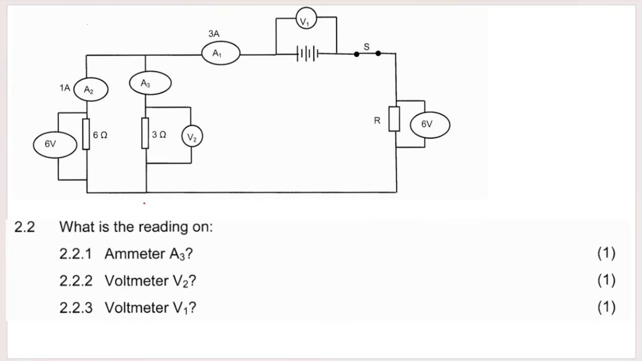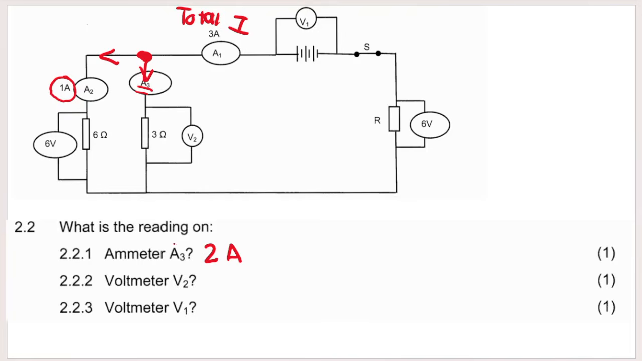Okay, what is the reading on A3? So as we mentioned, A1 measures total current. So I'm going to write here total I. Remember, I is the symbol for current. So total I, that's the same thing as me saying total current. Then look at this. This is where the current splits. So some of the current goes down here, and that sum is 1 ampere. The rest of the current goes through this branch, which is A3's branch. So if 3 is the total current, and 1 ampere goes through here, then this must be 2 ampere.